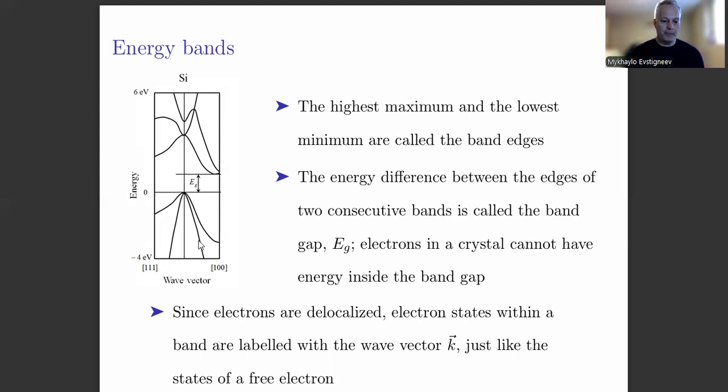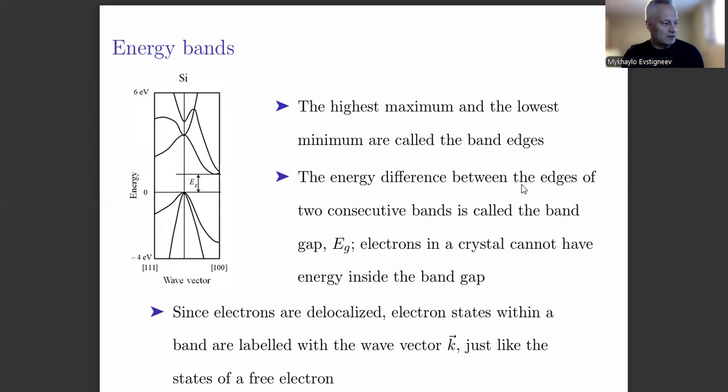What else? Yes. Here we also observe that some bands are separated by an energy interval, which is called the band gap. And within the crystal, electrons cannot have energies inside the band gap. So it is either this band, one of the bands, or this band, but nothing in between.